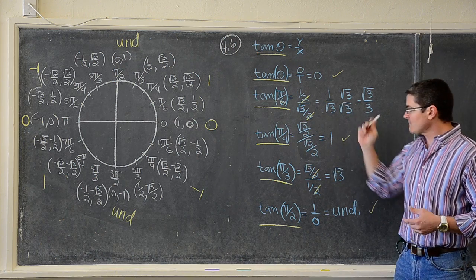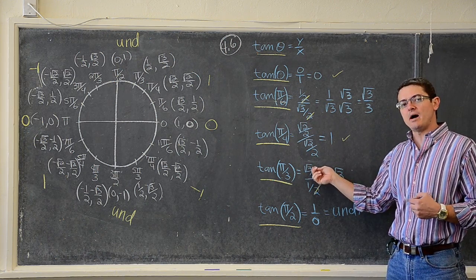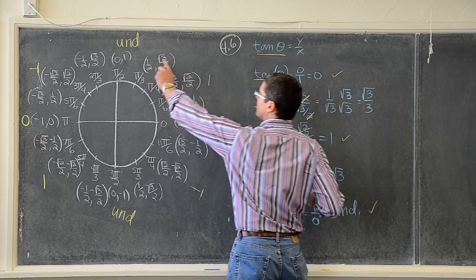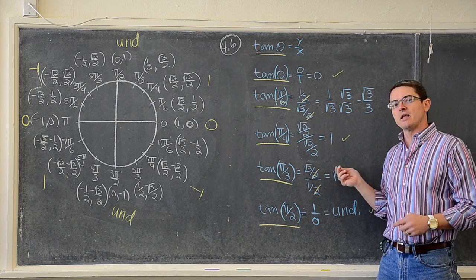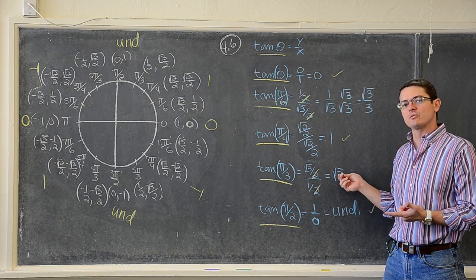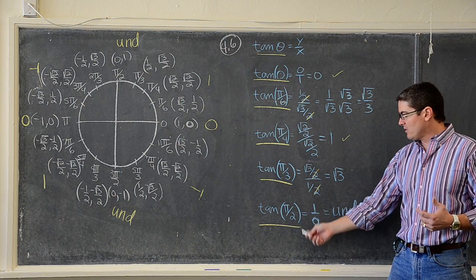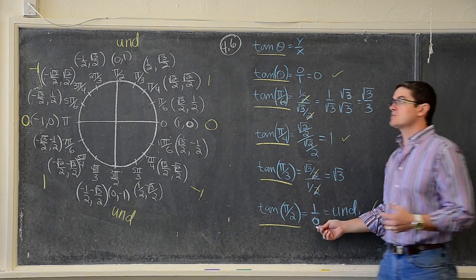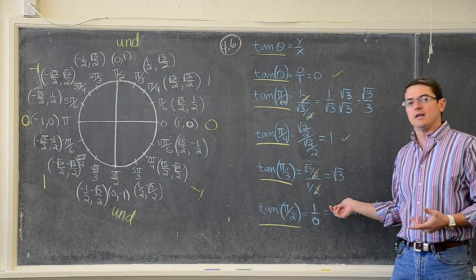So continuing on to pi over 3, again, tangent is the y coordinate over the x coordinate on the unit circle. Again, the common denominators of 2 cancel out, and we get another decimal value, the square root of 3. And then at tangent of pi over 2, again it's y over x, and 1 divided by 0 is undefined.